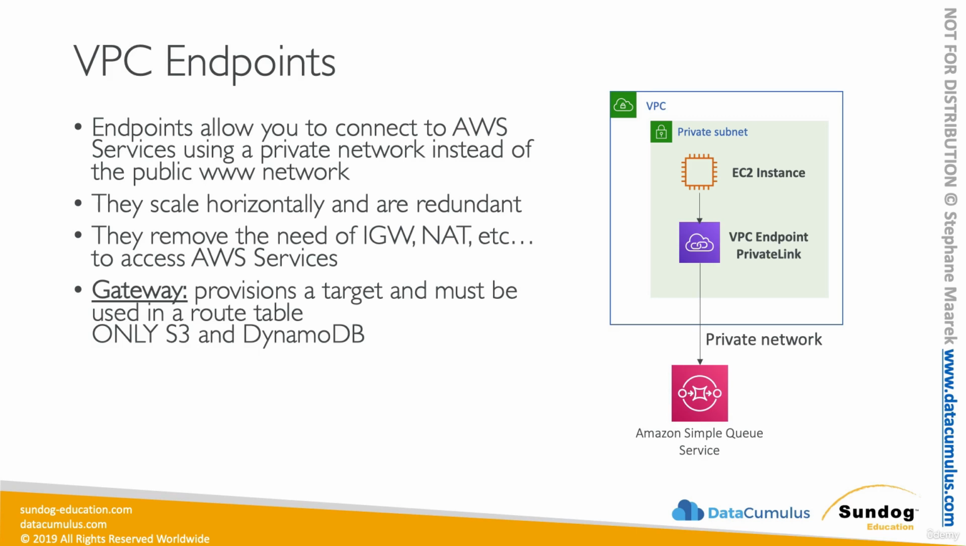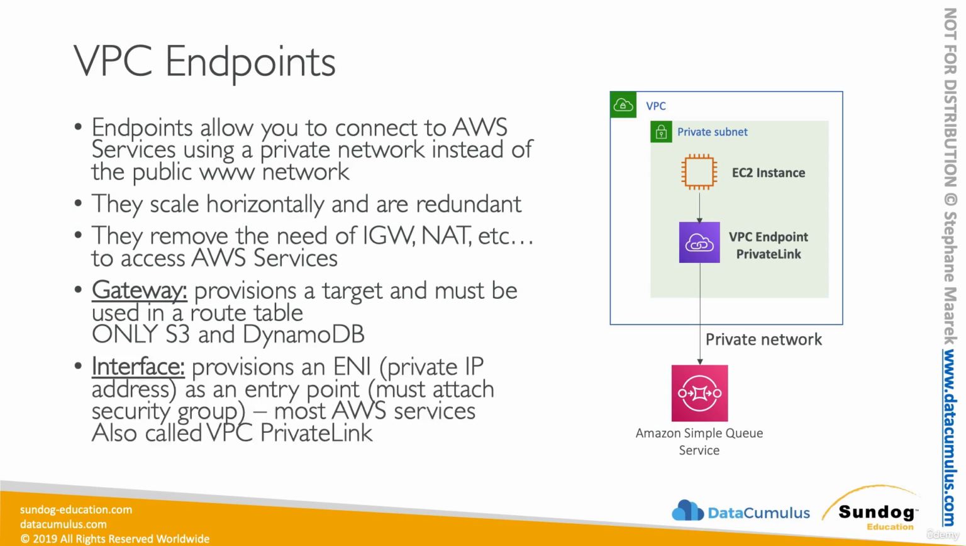You have the gateway endpoints, and they're basically to provision a target, and they must be used in the route table. And that only works when you have S3 or DynamoDB. So remember this, VPC gateway endpoints are for S3 and DynamoDB. And then you have interface endpoints, which provision an ENI, so a private IP address as an entry point. And then most AWS services will have an interface VPC endpoint that's also called PrivateLink. So that gives you an idea about VPC endpoints.